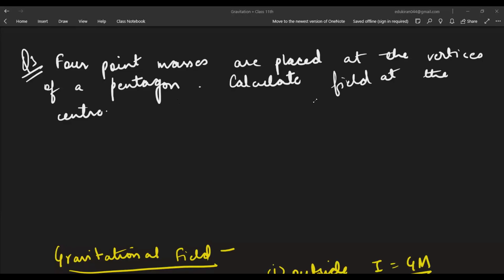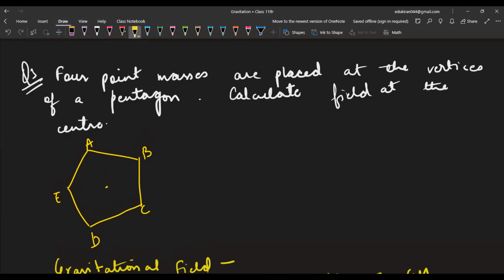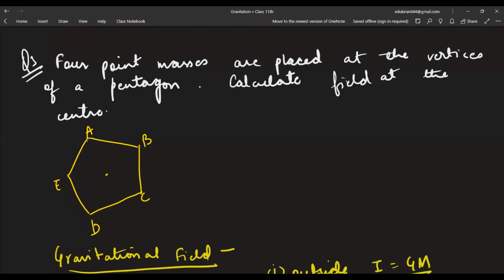See, 4-point masses are placed at the corners, means vertices of a pentagon. Pentagon means it has 5 sides. And you have to find the field at the center. So let's say this is A, this is B, this is C, this is D, this is E. And you're calculating the separation from this. You require this, you need this, you need this, and you need this, okay?